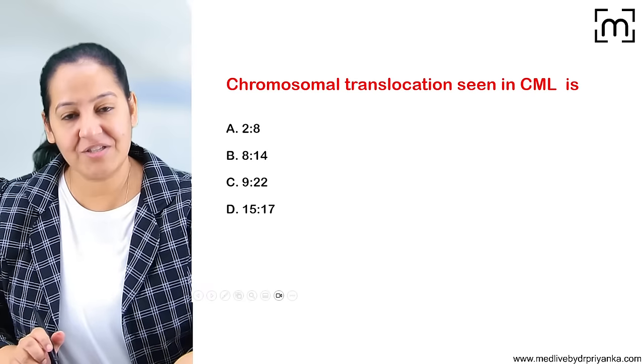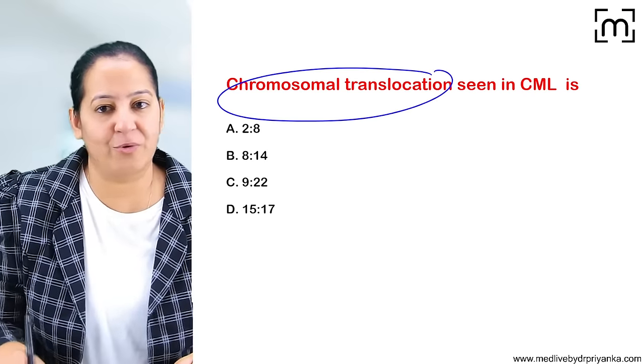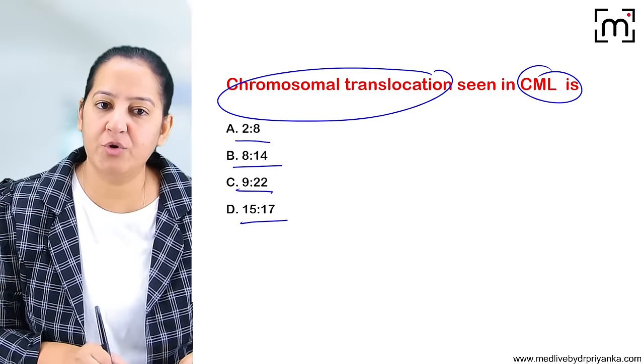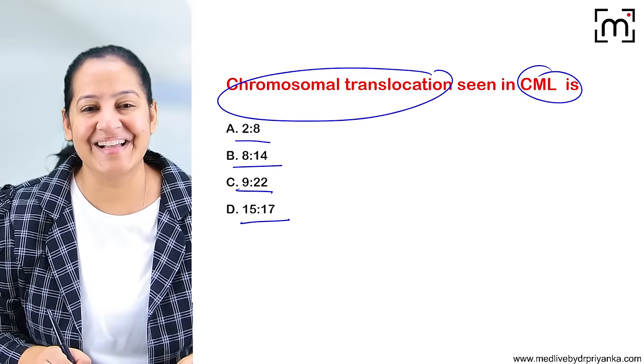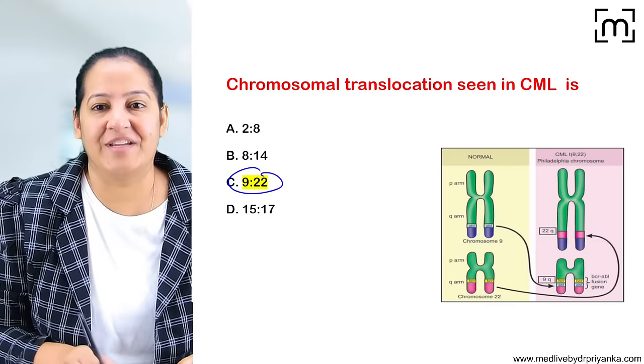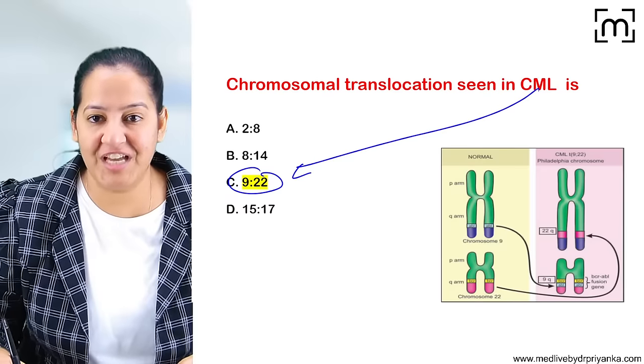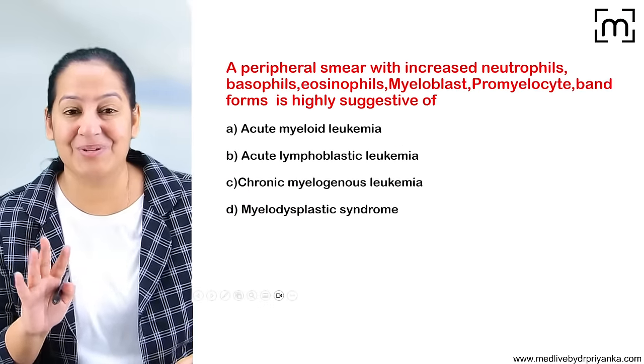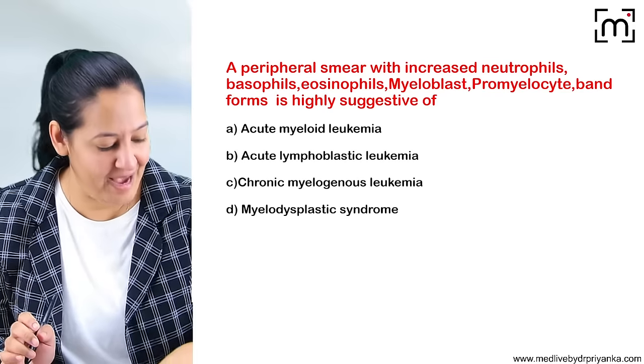Okay. Now, coming to the next question, an easy question. Chromosomal translocation in CML. I guess everyone knows. Is it 2;8, 8;14, 9;22, or 15;17? What is the correct answer? Of course, the correct answer is 9;22. We have seen here 9;22. If I change from CML to AML, the answer will become D. I will tell you in AML also, especially AML M3 type. I will come to that.